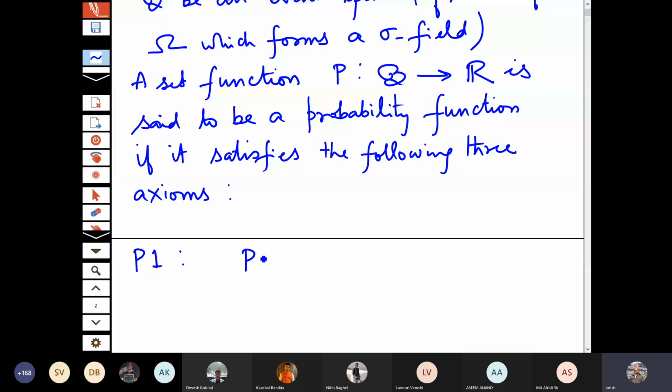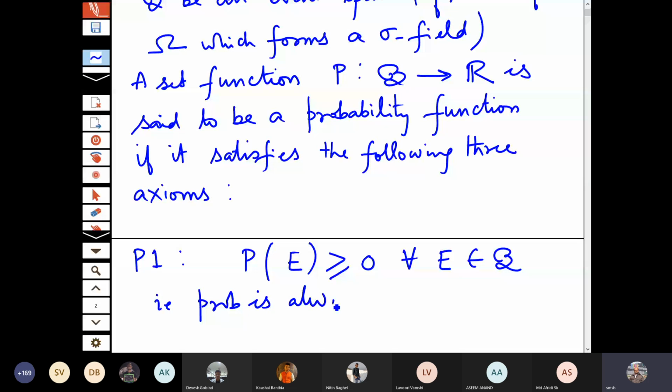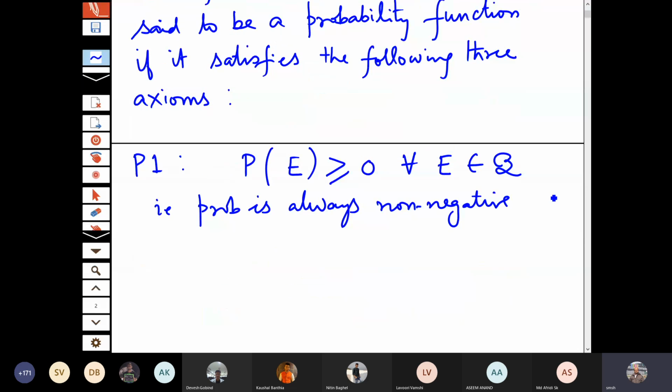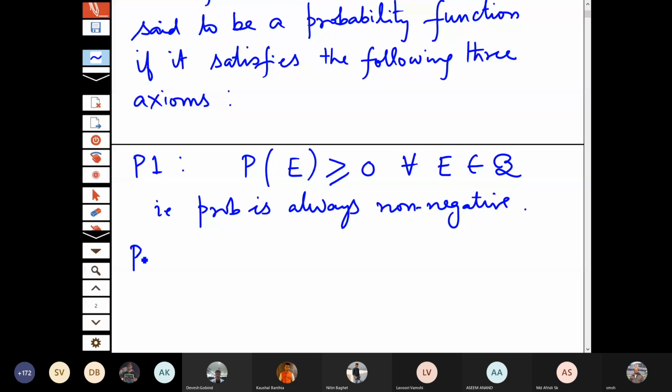P1 is that probability of E is greater than or equal to 0 for all events E, that is, probability is always non-negative. You cannot have a negative probability. The second axiom is that the probability of the full sample space is 1, because omega is actually the sure event. So probability of a sure event is always defined to be 1.